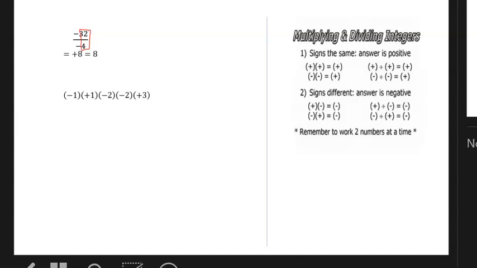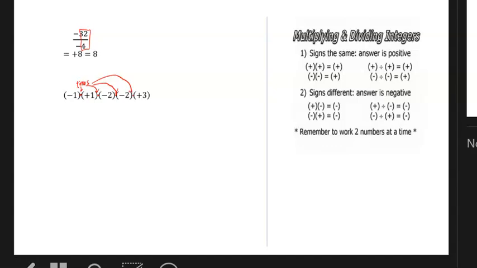Now, for the next question we need to be careful. We have a bunch of numbers, but between them we don't have any symbols. But we have a lot of parentheses. The reason we put parentheses here is to indicate the operation between them is multiplication. So it's times, times, times, and times.